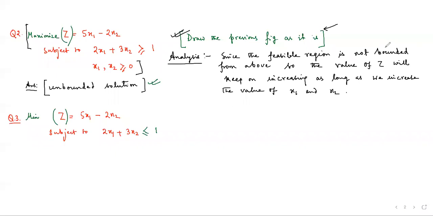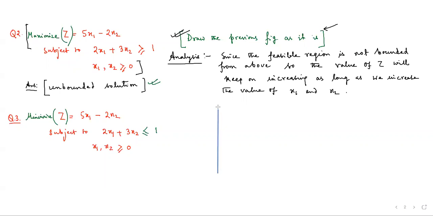Understood? Now I am changing the same problem a little bit further. Let us consider the minimization type problem as it is, and the constraint is now changed. Instead of taking greater than or equal to 1, we are taking less than or equal to 1. The other conditions are not changing: x1, x2 greater than or equal to 0. And we are going to draw this curve because it is something different.